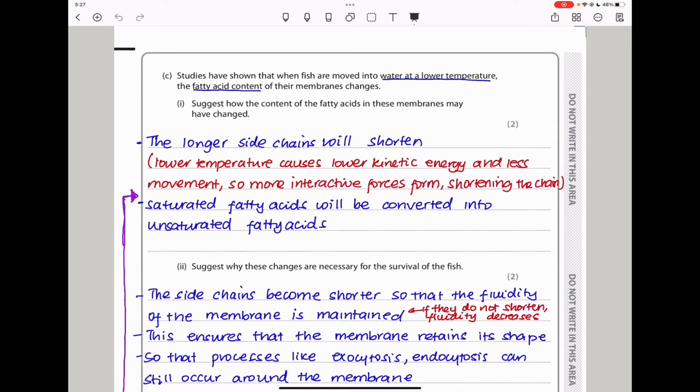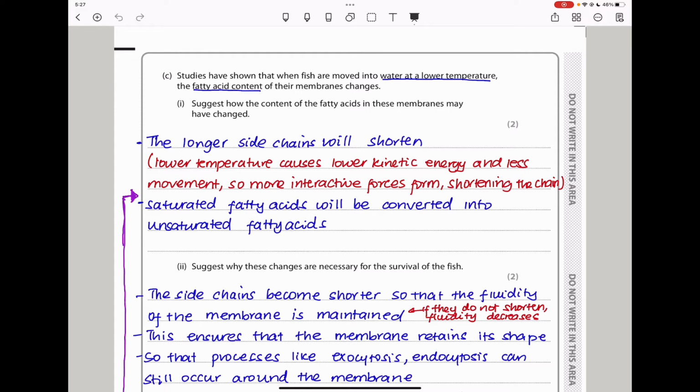Next, they say, studies have shown that when fish are moved into water at a low temperature, the fatty acid content of their membrane changes. So they suggest how the content of the fatty acids in these membranes may have changed. This is moving to lower temperature, to water at lower temperature.